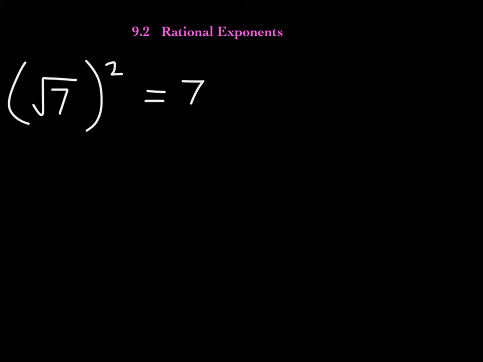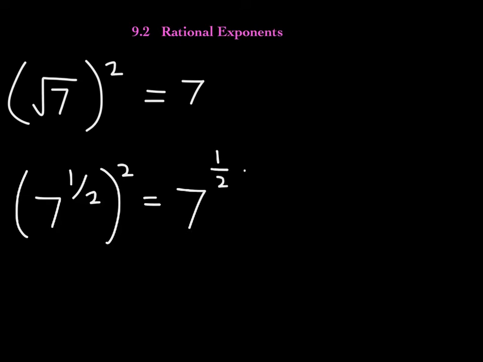Now I want you to consider the expression 7 raised to the 1/2 power. That's a fractional or rational exponent. If I take this number and I square it, I get 7 to the power of 1/2 times 2, correct? By the product rule of exponents, you would multiply these two powers, and you would then get 7 to the first power, which is just 7.